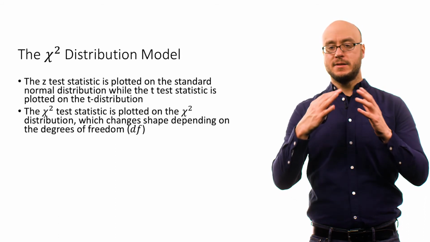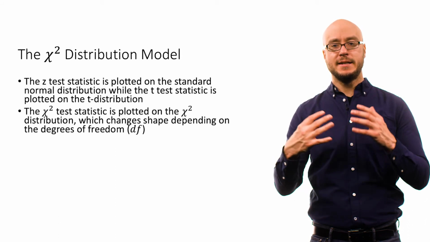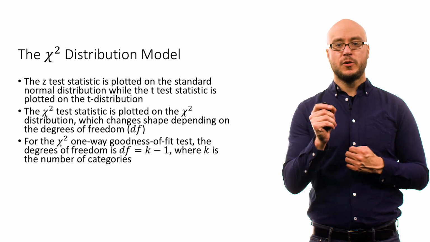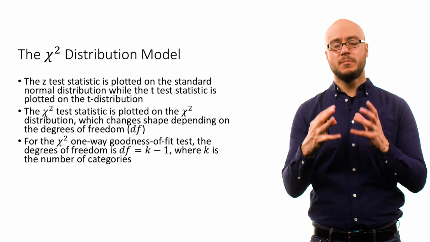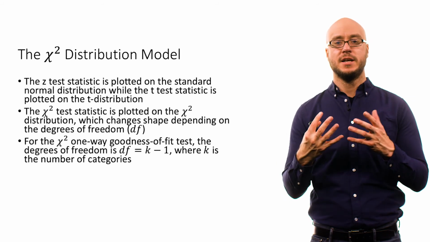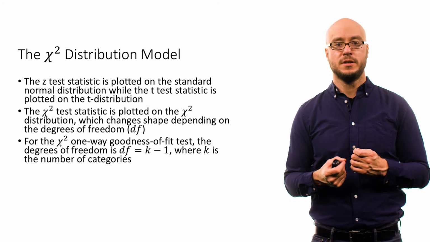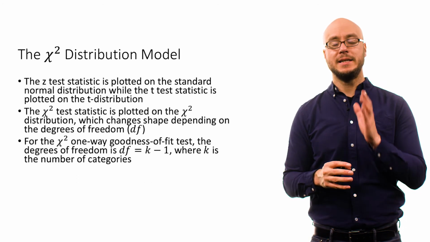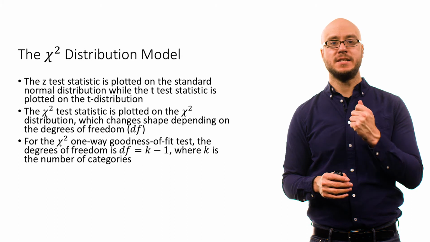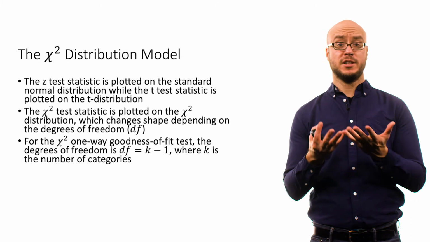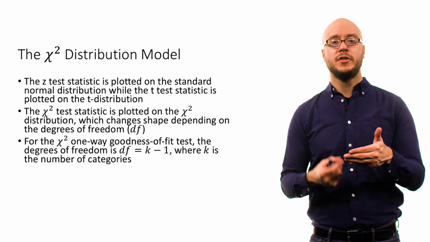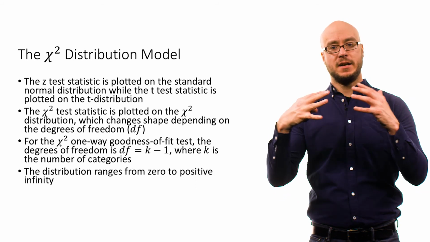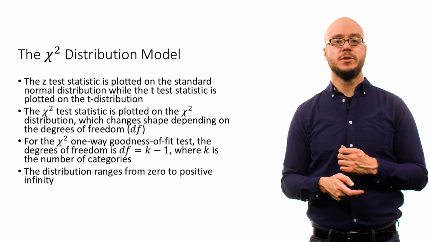Well, it's a probability distribution, and it changes shape depending on the degrees of freedom. The degrees of freedom, if you recall, is simply the number of independent pieces of information that go into our calculation. For the chi-squared one-way goodness of fit test, the degrees of freedom is simply k minus 1, where k is the number of categories. So for our religion example, where k equals 3, the degrees of freedom is 2. And that governs the shape of the chi-squared distribution.